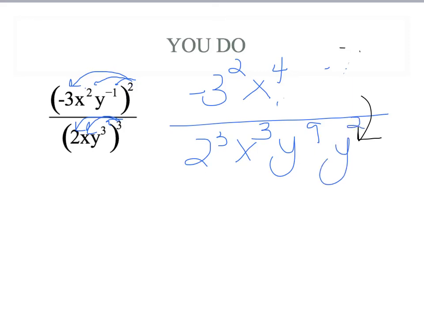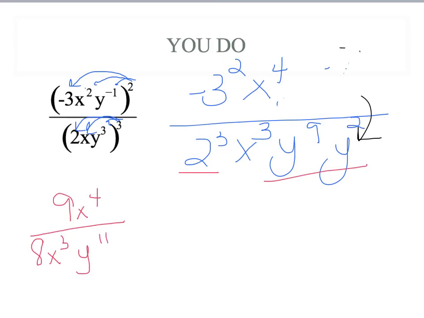Next step is to see if I can simplify a little bit. Here I know negative 3 squared is 9. And then on the bottom, 2 to the third power is 8. x to the third. And then I see I have y to the 9th and y squared, so altogether I have 11 of them.